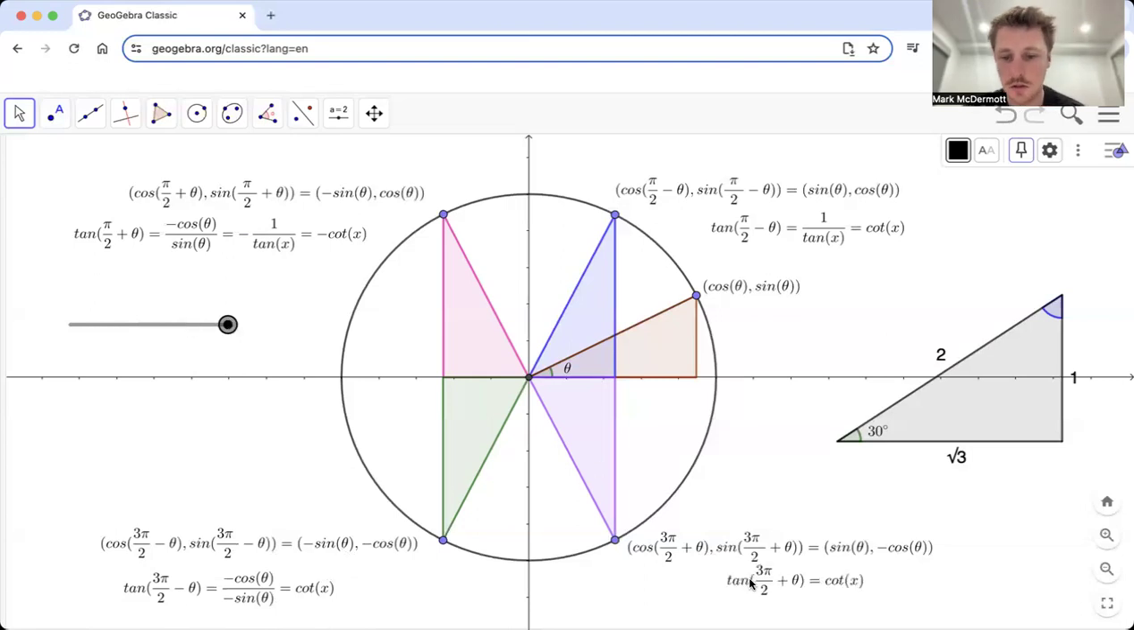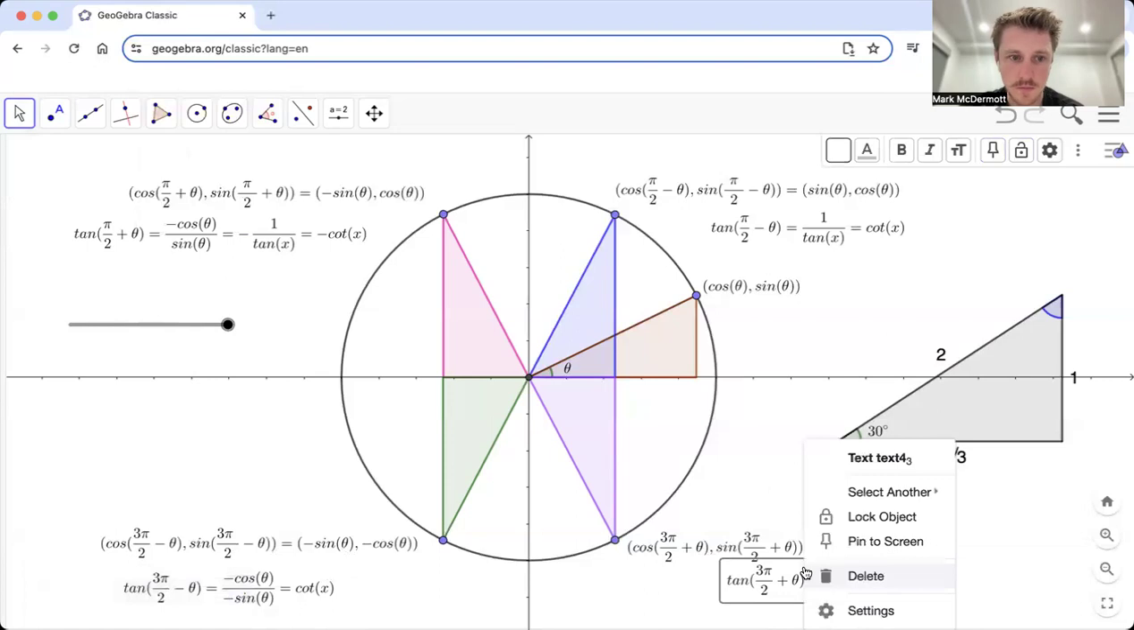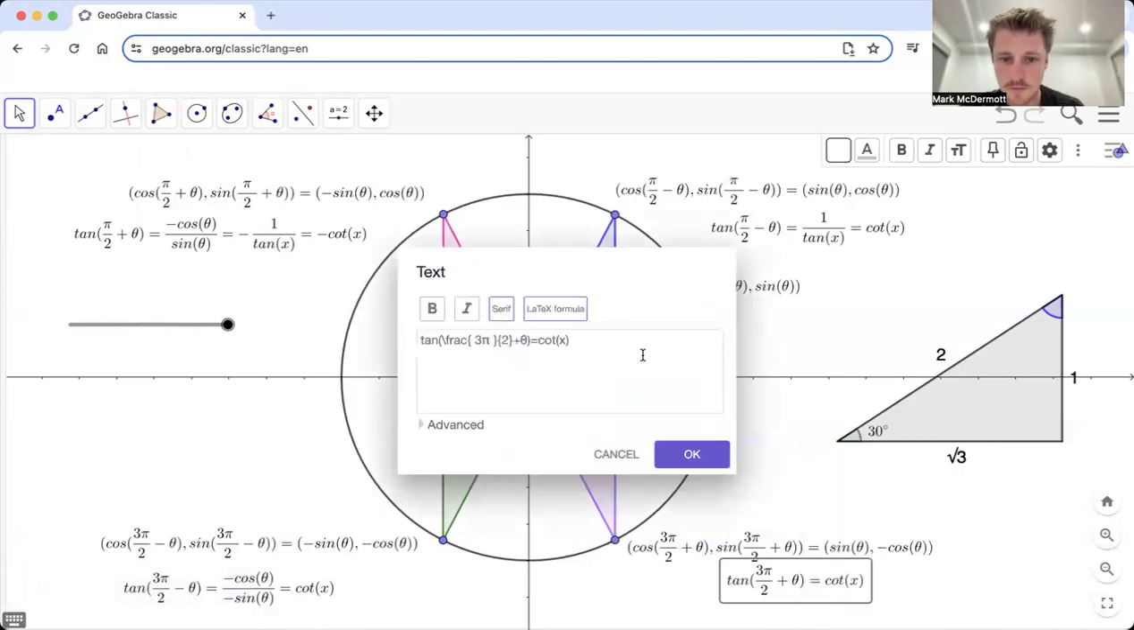And then in the last quadrant, that should be negative. How do I edit that? That should be negative cot of theta.